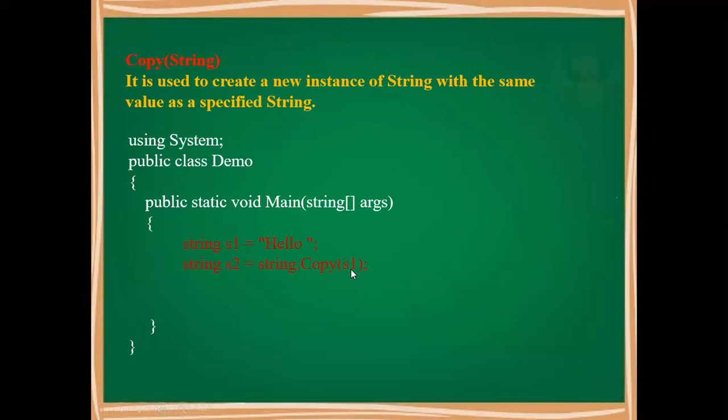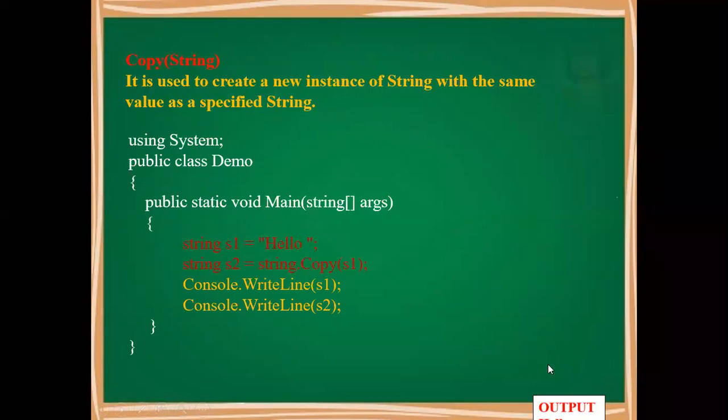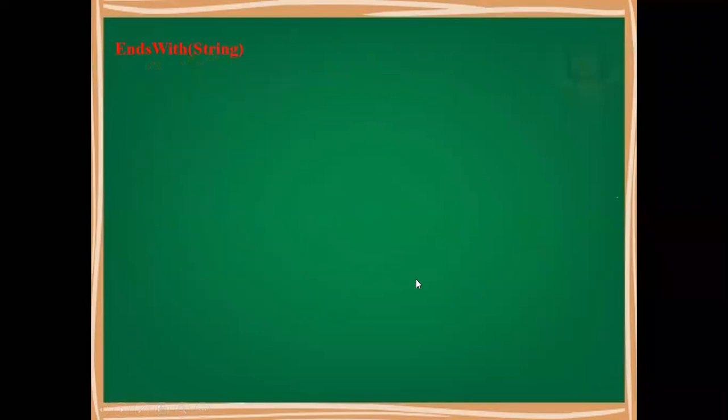So the value of s1 will be copied into s2. Then we are printing s1 and s2. Obviously, both are supposed to print the same value, hello and hello. So this is a simple built-in method.